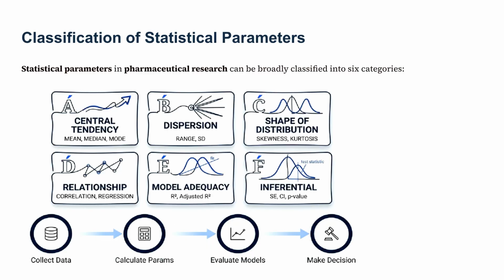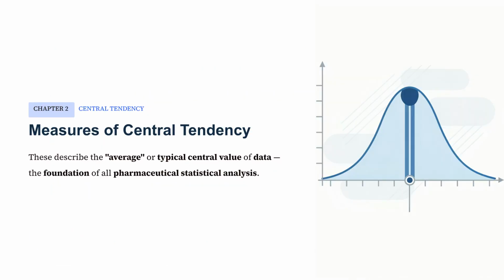Statistical parameters in pharmaceutical research are classified into 6 categories. These are central tendency, dispersion, shape of distribution, relationship, model adequacy, and inferential statistics. They guide the process from collecting data to making decisions. Chapter 2 focuses on measures of central tendency. These measures describe the, quote, average or typical central value of data, forming the foundation of all pharmaceutical statistical analysis.